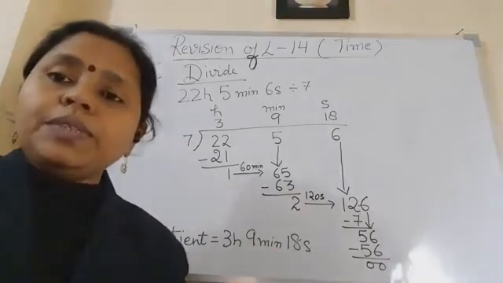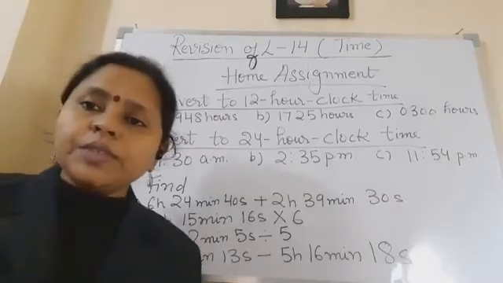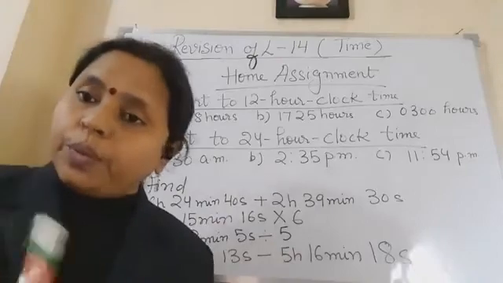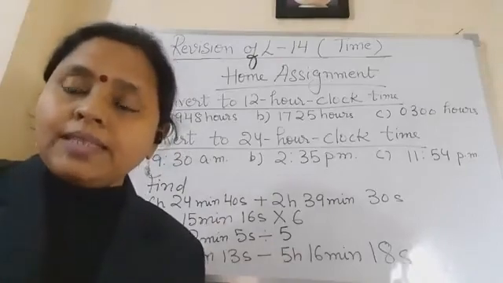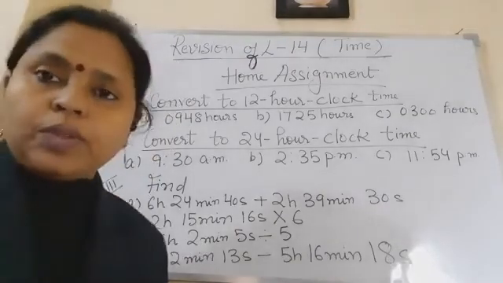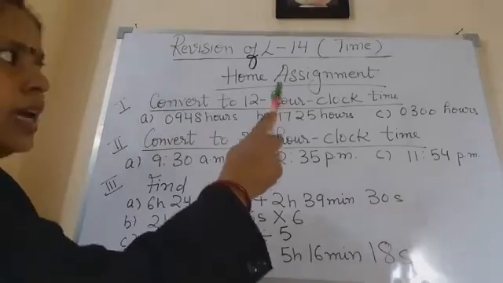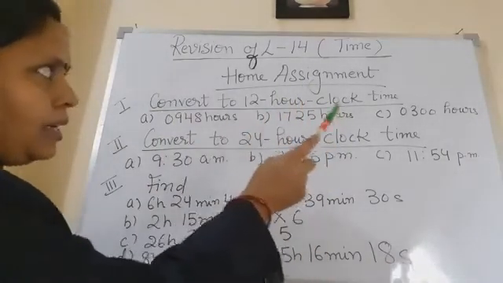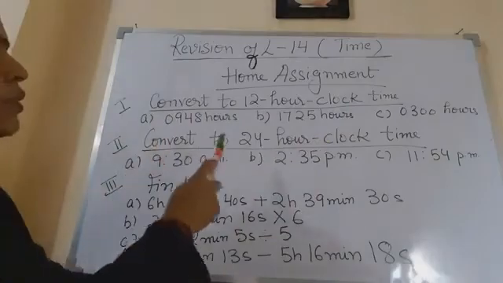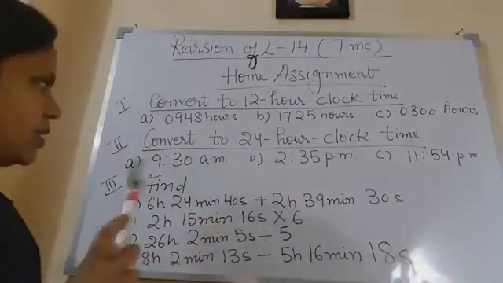So now children, let's come to your home assignment. Now children, this is your home assignment which you are going to do on your own as a practice for your final exams and in your maths homework copy. In the first question, you have to convert to 12-hour clock time, and there are 3 parts in the first question. In the second question, you have to convert to 24-hour clock time. Again, you have 3 parts in this question.